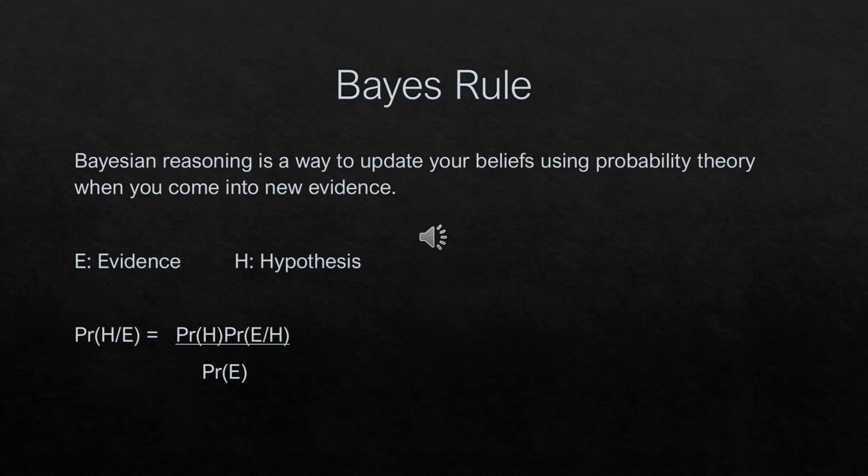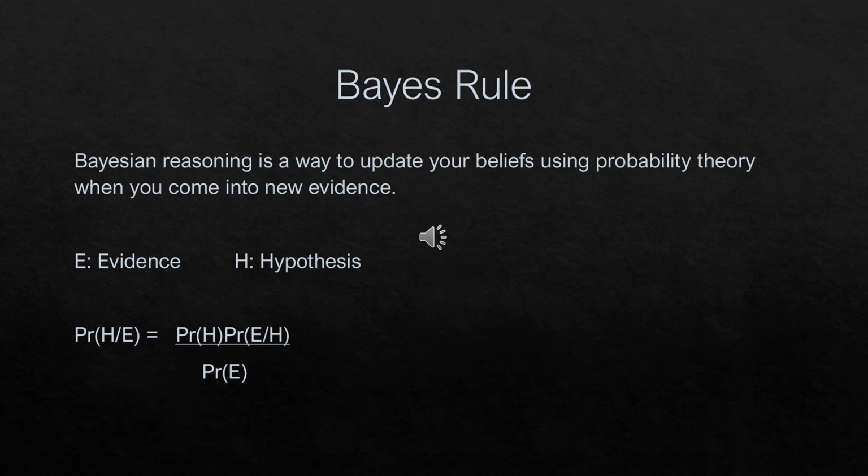What should I believe? Well, I need to know what the new probability is. The new probability of your hypothesis given this new evidence is equal to, and this is the formula, the probability of the hypothesis itself times the probability of the evidence given the hypothesis, which is the reverse of the thing, all of that divided by the probability of the evidence itself. This is a little bit confusing, but it's really helpful once you get a hold of it.